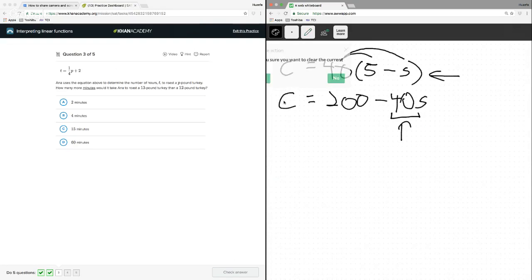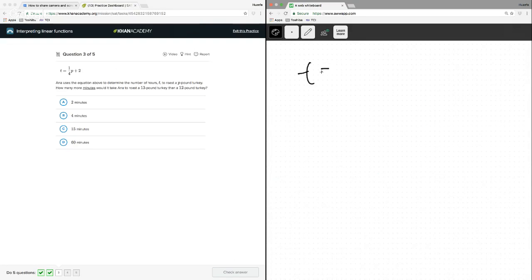We've got T equals 1/4 P plus 2. It uses the equation above to determine the number of hours T. All right, T is the number of hours to roast a P-pound turkey. How many more minutes would it take Anna to roast a 13-pound turkey than a 12-pound turkey?